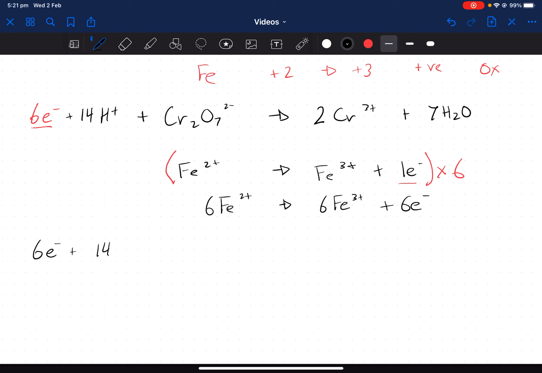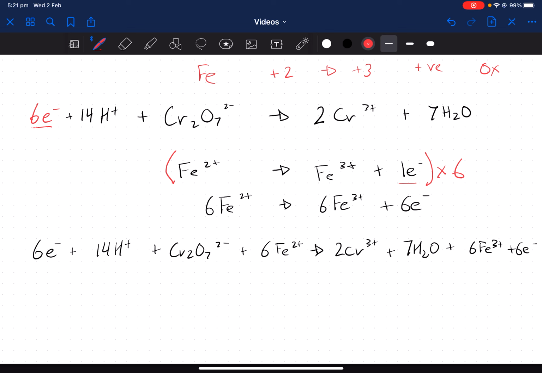Cr2O7 2 minus, 14H plus. Oops, I forgot the entirety of the other thing. 6Fe2 plus, 6 electrons. Okay, 2Cr3 plus, 7H2O, plus 6Fe3 plus, 6 electrons. All right, done. All right, last step is to cross out anything that appears on both sides. So we're cancelling out our equations. So we've got electrons. I think the electrons are the only things that do actually repeat. So that's the only thing we need to cross out.